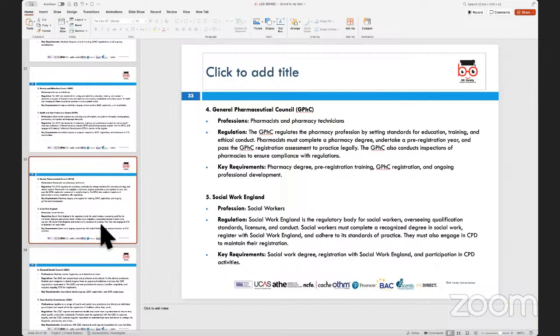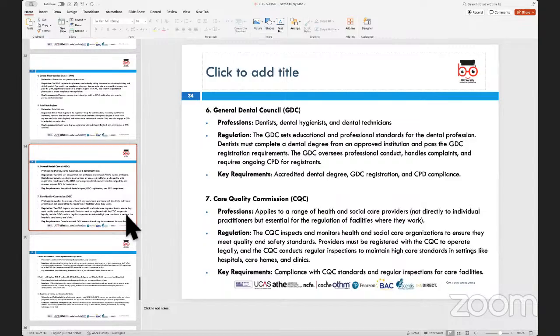Now, I've listed down in the slides some of the important regulatory bodies which will basically be looking at monitoring and regulating and ensuring that compliance within these professions is maintained. And they would include, like, the General Pharmaceutical Council. You'd also have, say, for example, the General Dental Council, which will be for dentists, dental hygienists, or dental technicians.